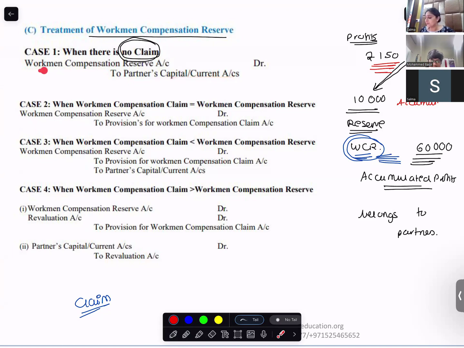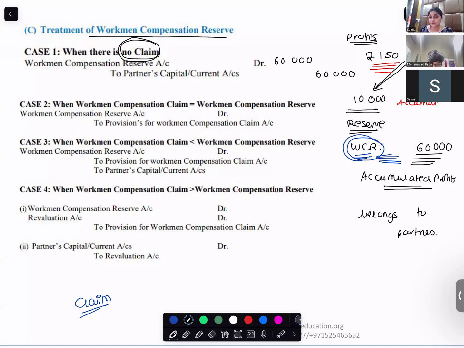And debit will be workman compensation reserve. The full 60,000 will be debited to workman compensation reserve and you will close this, and you will credit partners capital account or current account. Are you with me? Okay, fine.